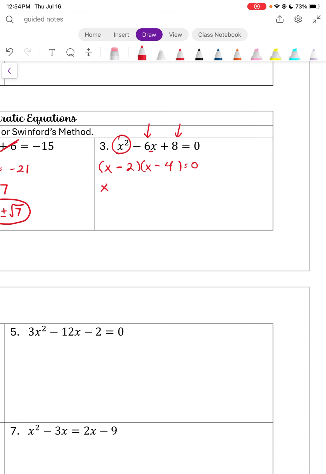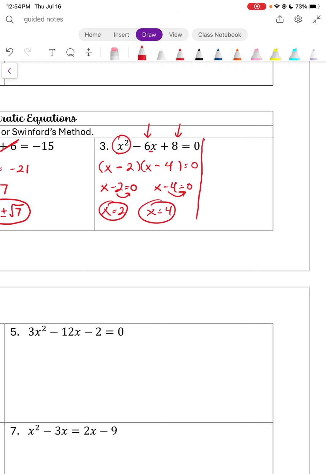Once you have it factored, we set each factor equal to 0. Solve each factor by moving over the minus 2 in the first one by adding 2. Move the minus 4 over by adding 4, and you get final answers of 2 and 4.